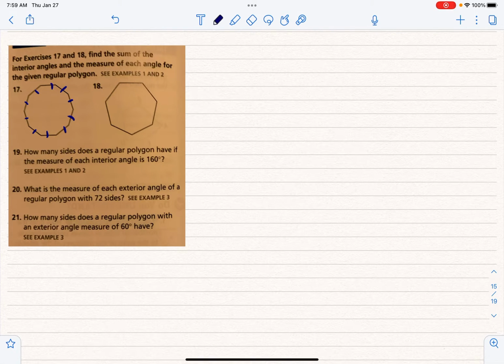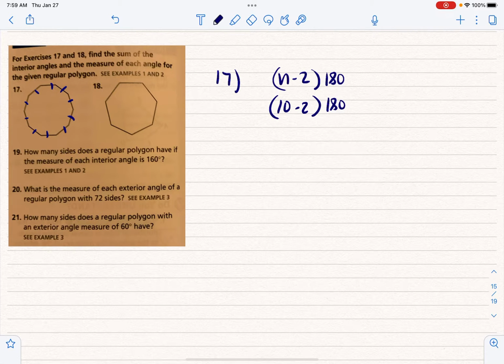Okay, so again, to figure out the sum of the interior angles, I do n minus 2 times 180, and then I plug in 10, because that's my number of sides. So that's 8 times 180, which is, I believe, 1440. That's the sum of all the interior angles. And if I want to know how big any given angle is, and they're all the same size because it's a regular polygon, I take that 1440 and divide it among the 10 angles, which gives me 144 degrees.